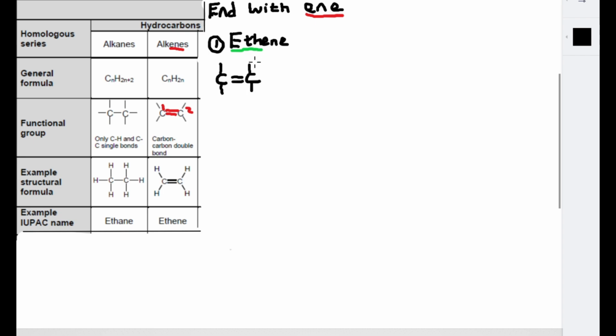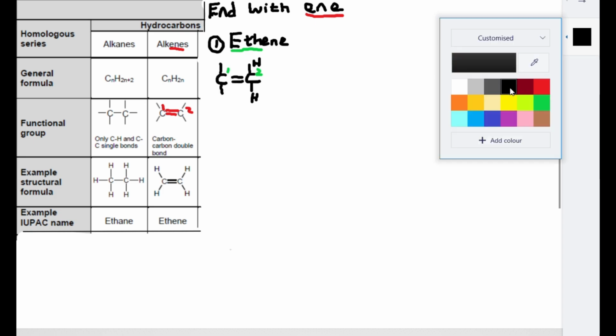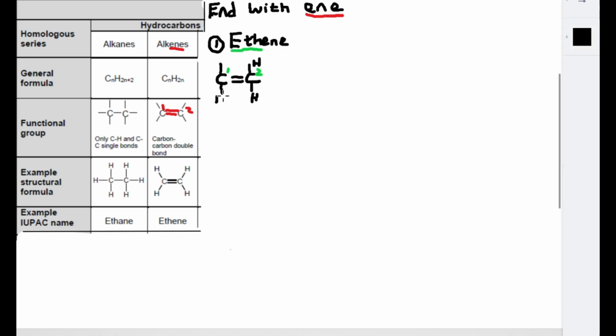And remember to put your hydrogen atoms. So let us put our hydrogen atoms here. Remember, your carbon must be surrounded by 4 bonds. This is the first carbon, this is the second carbon. The first carbon has how many bonds? 1, 2, 3, 4. I'm just left with the hydrogens that I must put in.